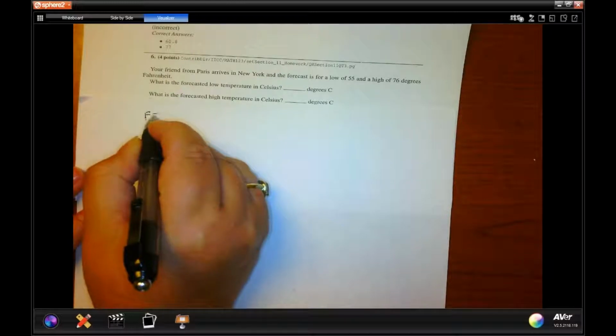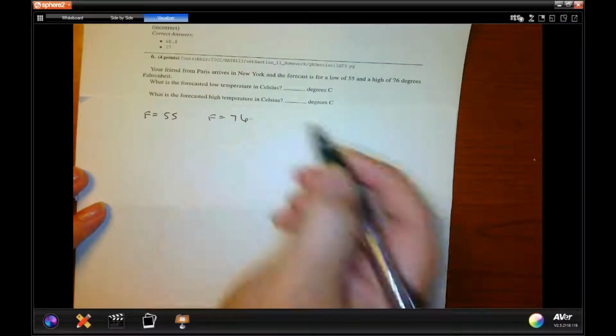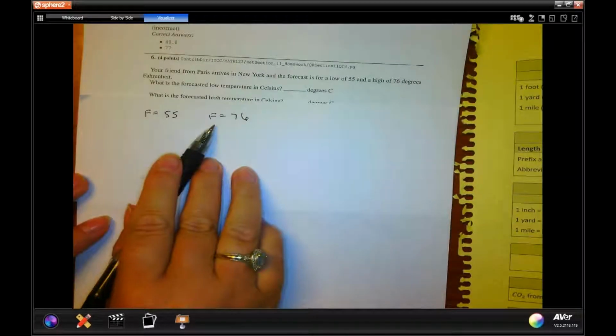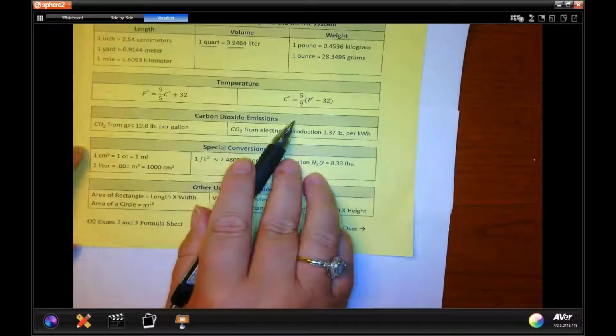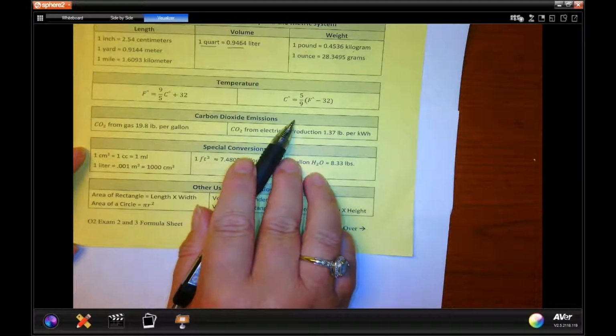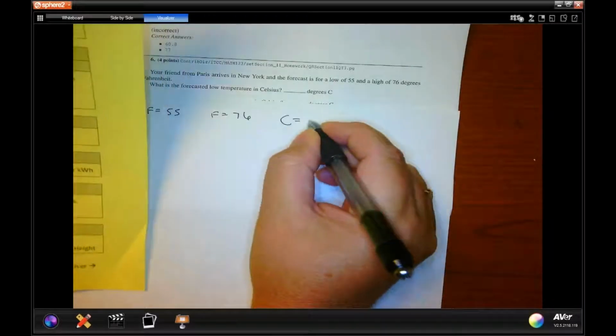So we know F equals 55 and 76. Okay, somebody still needs to mute. So if we know Fahrenheit and we're looking for Celsius, which formula are we going to use? We know the Fahrenheit and we're looking for the Celsius. Which formula? On the right. Yeah, we're going to use the C equals.